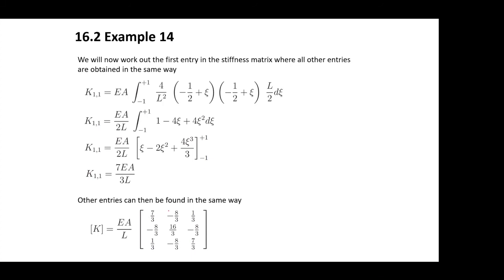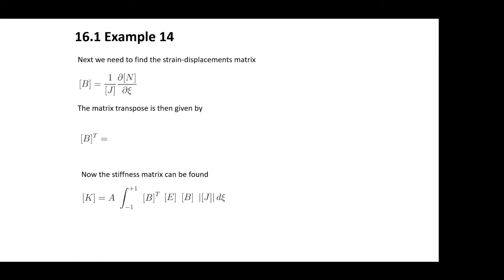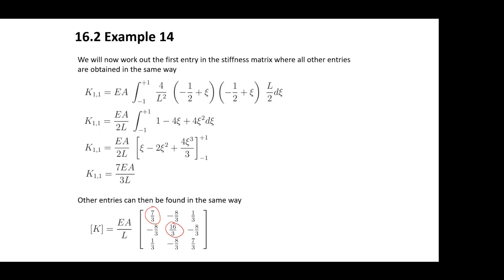So if you do that, you will get 7 over 3 for the first entry. And if you do the second entry, which is 2 psi multiplied by negative 2 psi, you should be getting 16 for the integral. So it is 16 over 3. And then you get exactly the same stiffness matrix like before, which we had for this 3-noded element, where we have the second node located at L over 2.